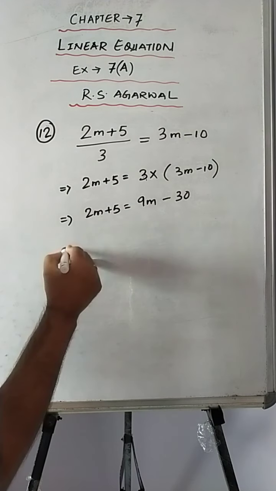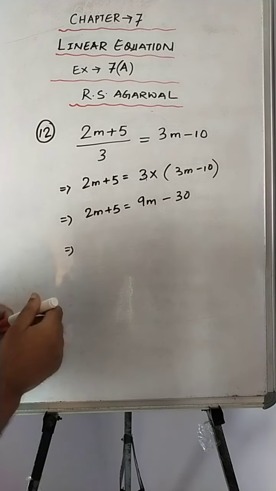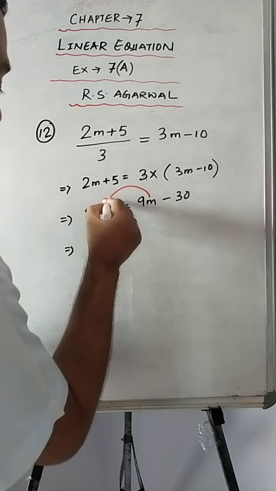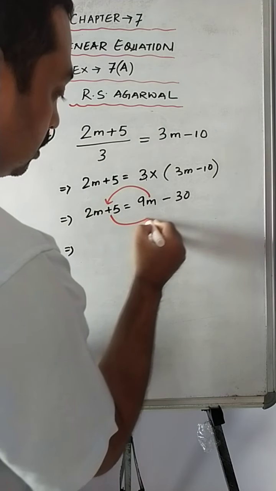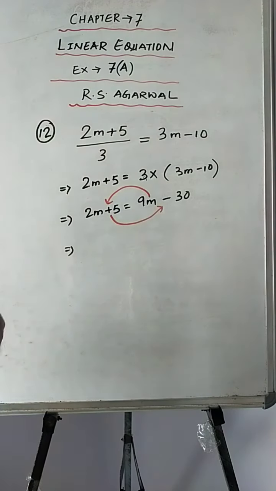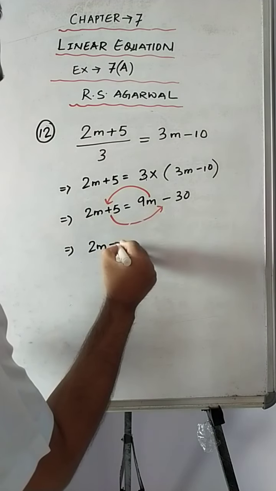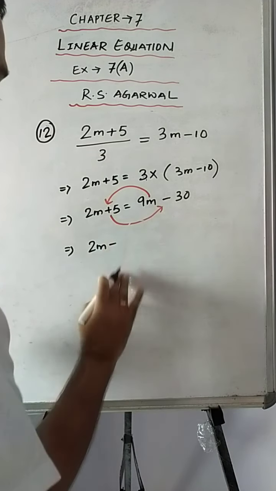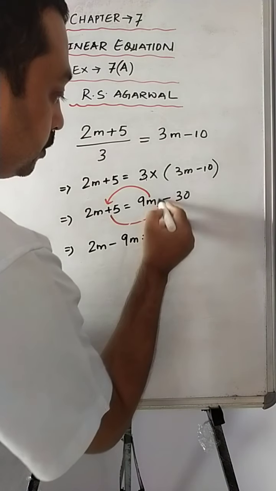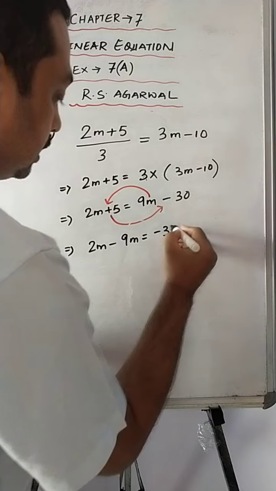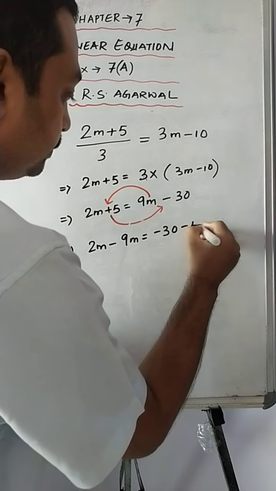Okay, now what is the next rule? We will keep all the variable terms towards the left hand side and we'll keep the constant terms towards the right hand side. So we'll take the variable terms towards the left hand side and the constant terms towards the right hand side. But before that we have to write this 2m first, then plus 9m. When it comes to this side, it will become minus 9m. Okay, and before we take plus 5 towards that side, we have to write this part first, that is minus 30. So minus 30, when we take plus 5 towards that side, it will become minus 5.